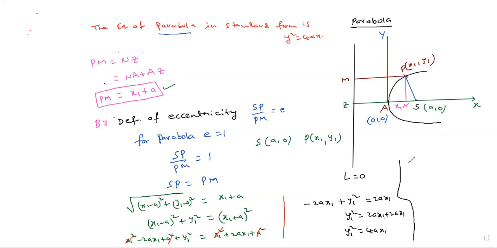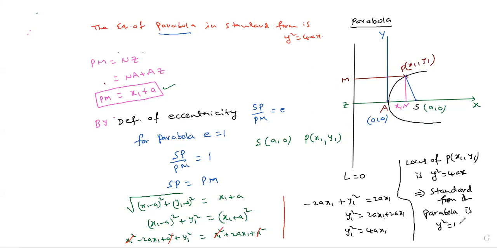Okay, therefore what is the conclusion? Therefore the locus of P (x1, y1) is y square is equal to 4ax. Y square is equal to 4ax. Okay, that implies the standard form of parabola. Standard form of parabola is y square is equal to 4ax. Okay, now it's very important theorem. All of you must and should practice well.